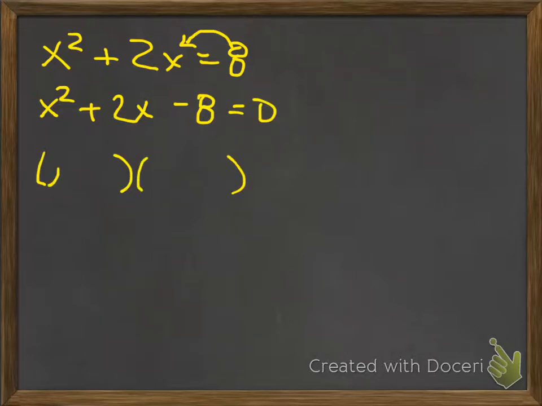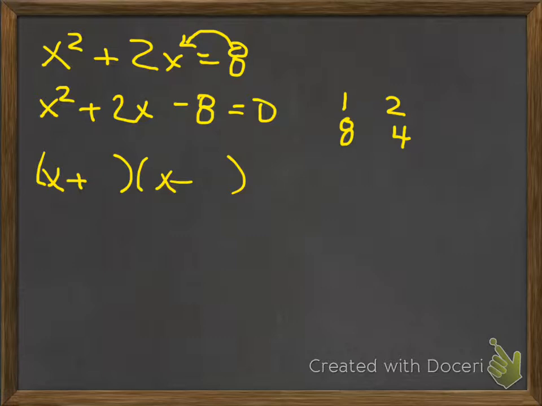I'm going to put x in both parentheses, x and x. And since it's plus minus, according to my chart, it's plus minus. Okay, what are my factors of 8? 1 and 8, 2 and 4. That's it, because 1 times 8 is 8, 2 times 4 is 8.